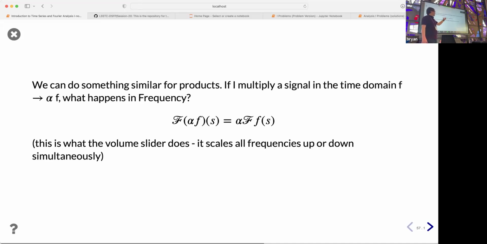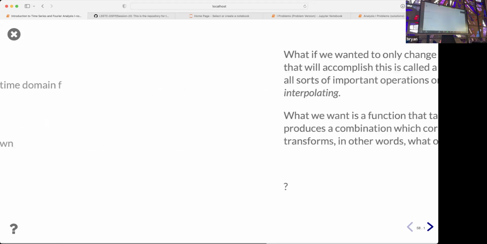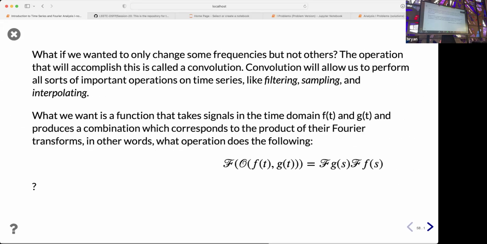So because I've taken the Fourier transform of this function f, the argument is in the frequency domain, not the time domain. So that's a notational thing that I often got confused about. I get questions about that. So if I wanted, yeah.